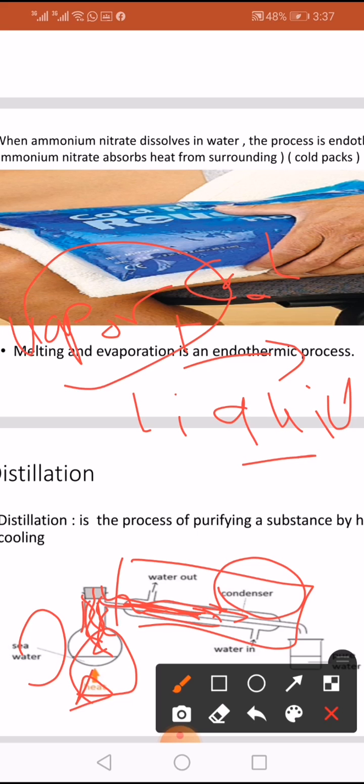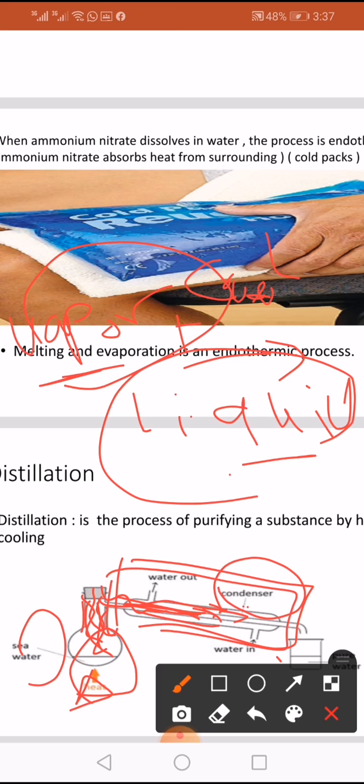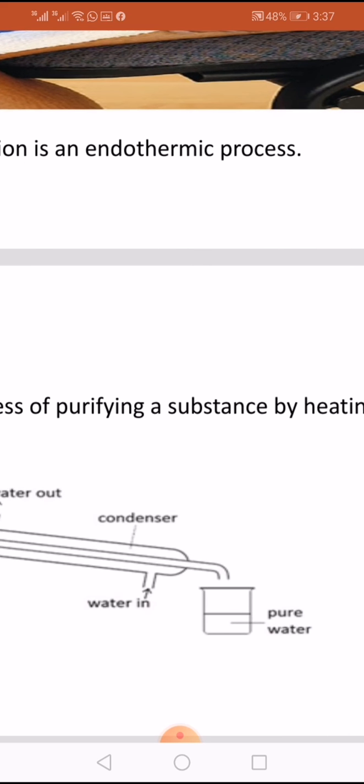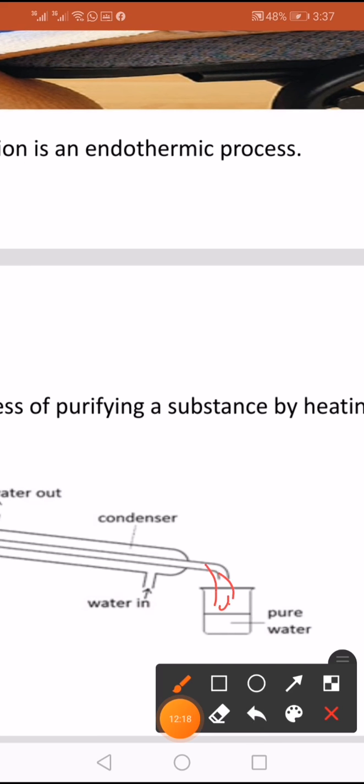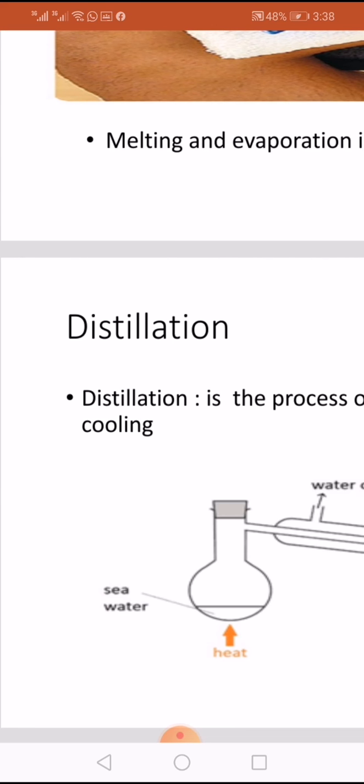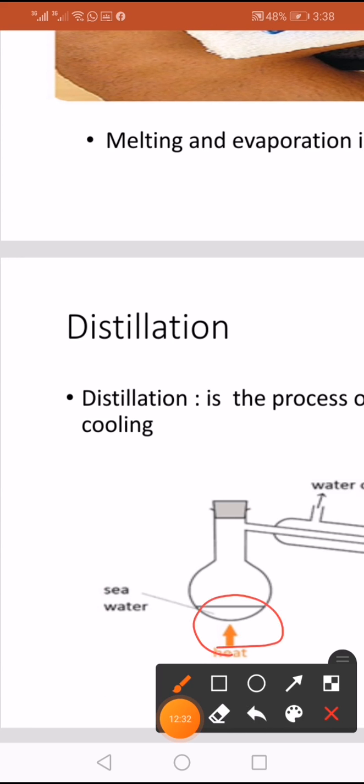What is meant by the condensation process? Condensation is the change from a vapor or gas to liquid. This happens here. When the vapor is cooled down by the condenser, it turns into liquid. This liquid pours into this beaker as droplets. These droplets are pure water. So what happens to the salt? The salt is left or settles here.